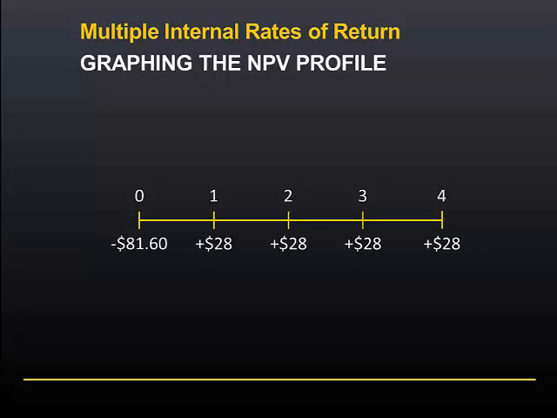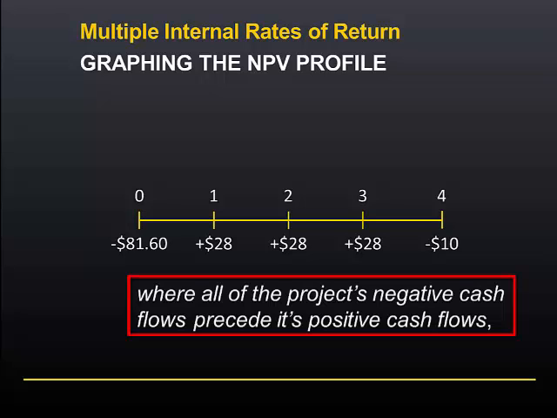Let's make a slight change to the cash flows for this project. Instead of a positive cash flow of $28 in year 4, we have a negative cash flow of $10. This is often the case where a firm has to spend money at the end of the project to dismantle some sort of equipment or repair the environment to what it was before the project started.